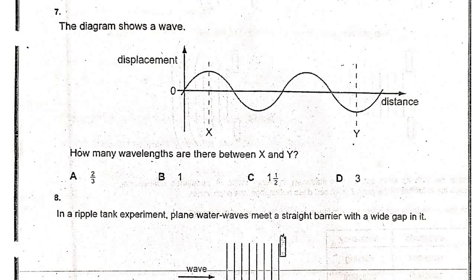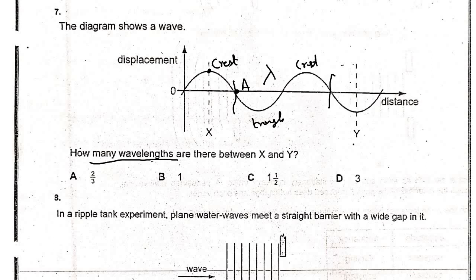The diagram shows a wave. How many wavelengths are there between point X and point Y? So point X is a crest, and then we have a complete trough and a complete crest. So this is a complete crest and this is a complete trough. One complete crest and one complete trough will form one wavelength.